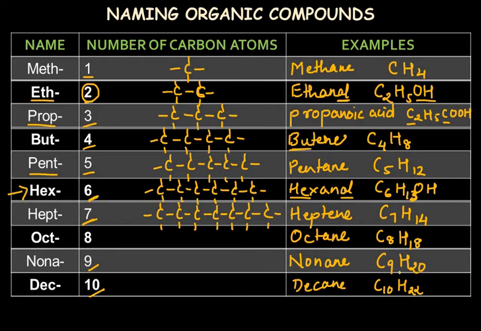Let's understand one more point, that the number of carbon atoms denoted here are the carbon atoms present in the longest chain of the organic compound. Now if there are branches, there are substitutions having carbon, that is not considered here. The longest chain should have this number, so the name is given accordingly.